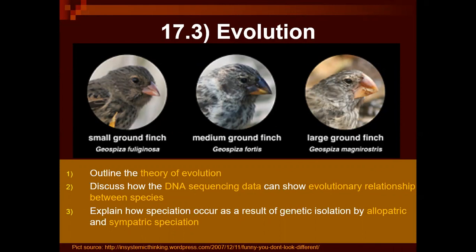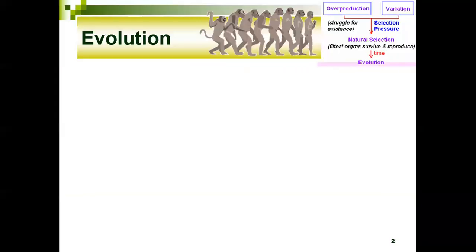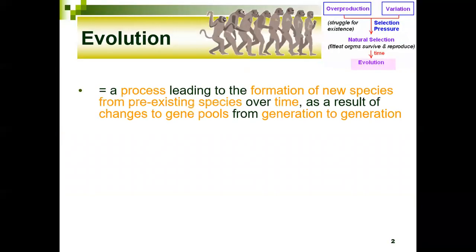So what is it all about? I'll bring you through so you understand. Okay. So what is evolution? Now, I've modified the definition based on the A-level textbook. In your A-level textbook, it says that evolution is a process which eventually will lead to the formation of a new species from a pre-existing species over a long period of time, as a result of changes to the gene pools from generation to generation.